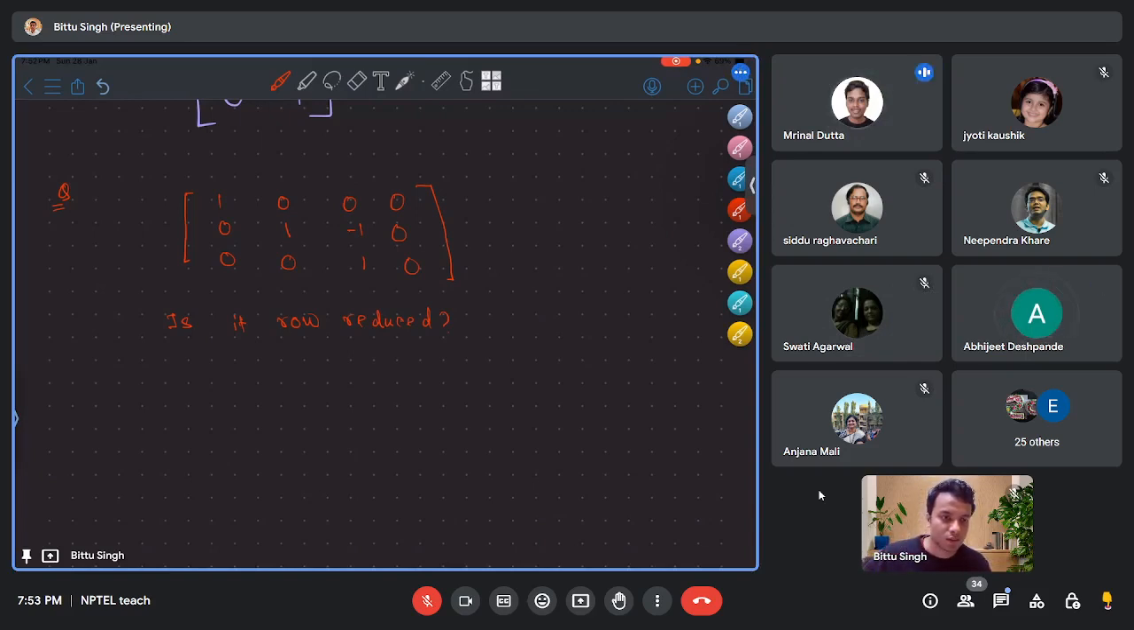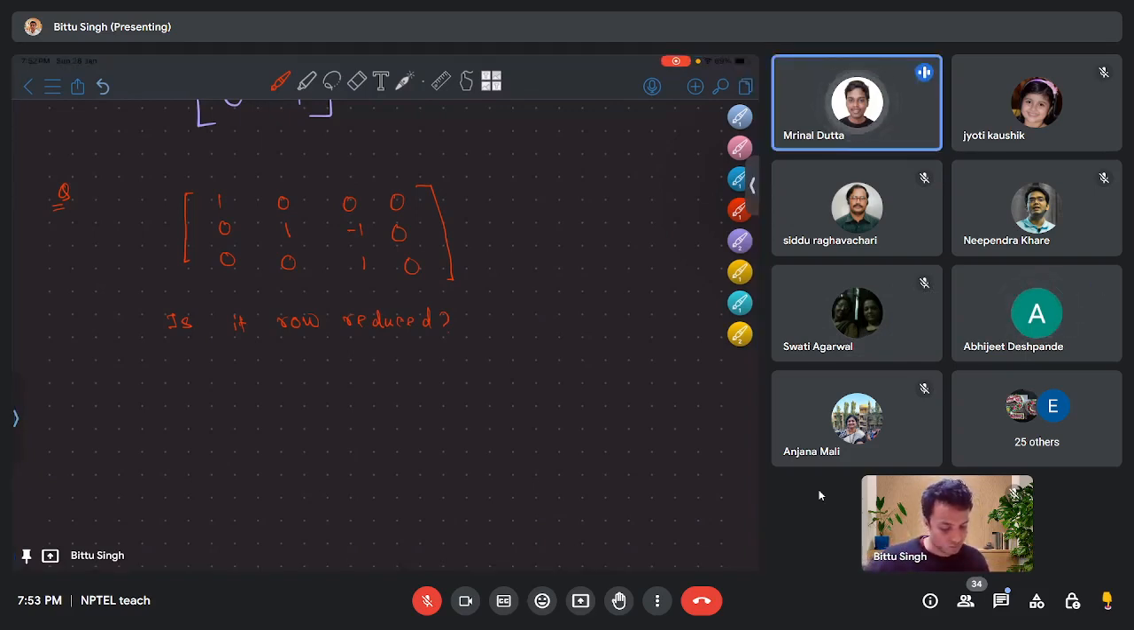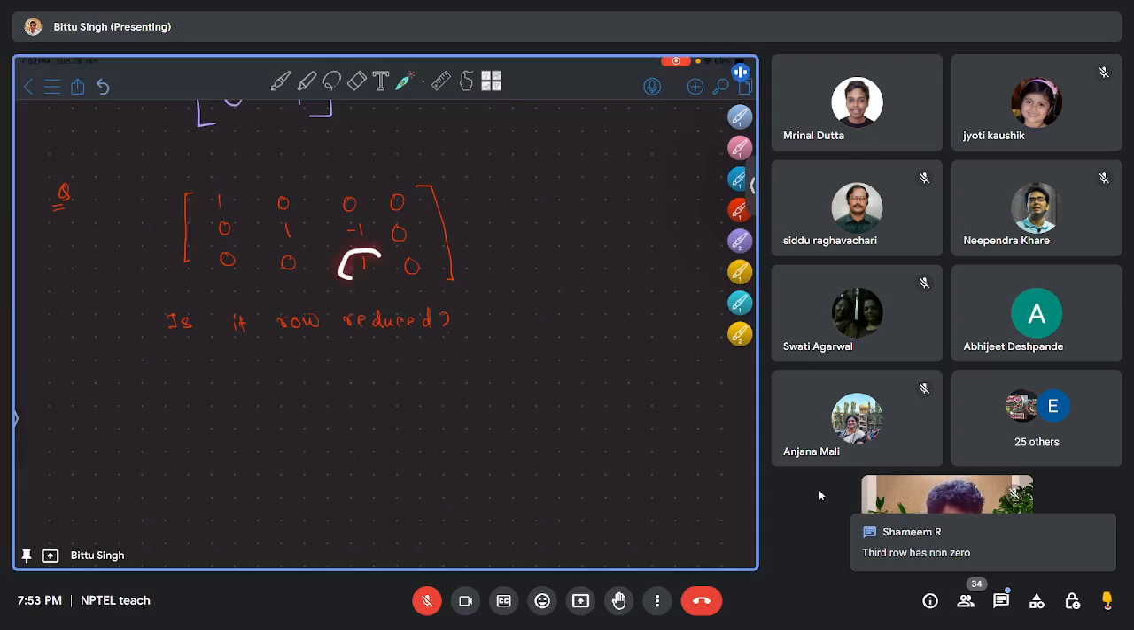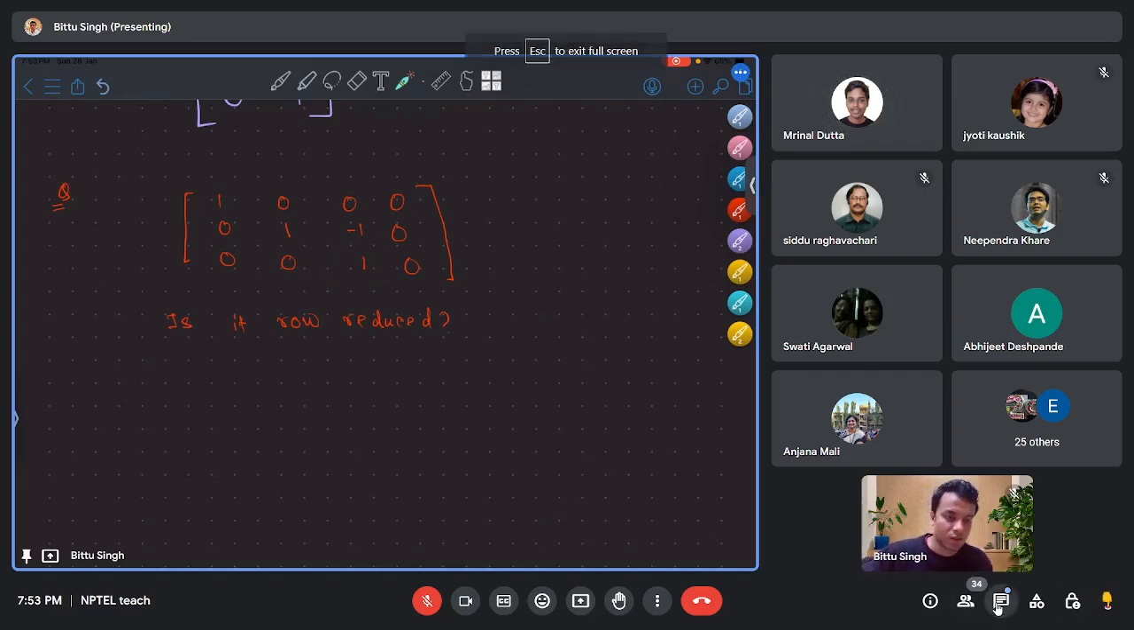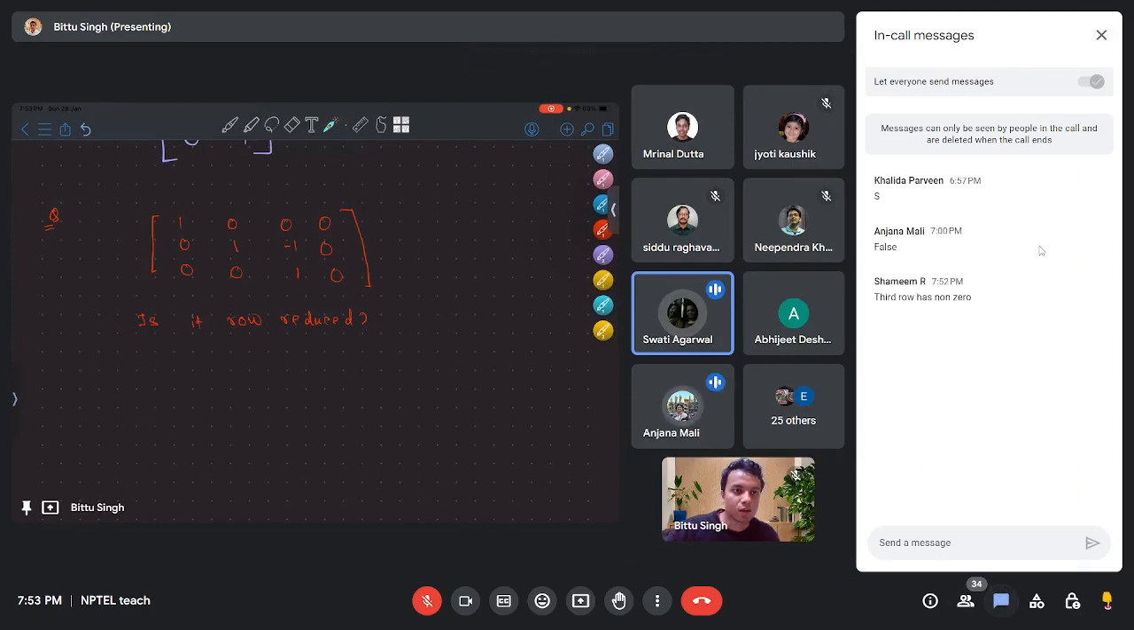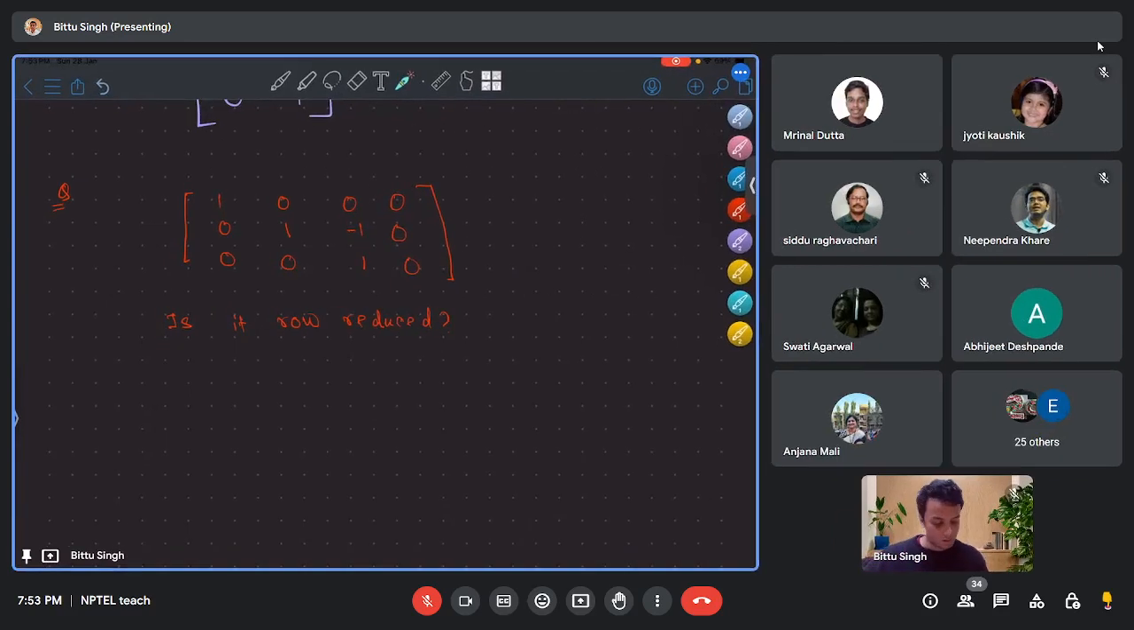In the third column, the last element is 1. It should be 0. No, this is not the correct reason. Actually, this minus 1 should be 0. Second row and third column, the entry is minus 1. Yes. Here, the entry is minus 1. We have to remove this thing.